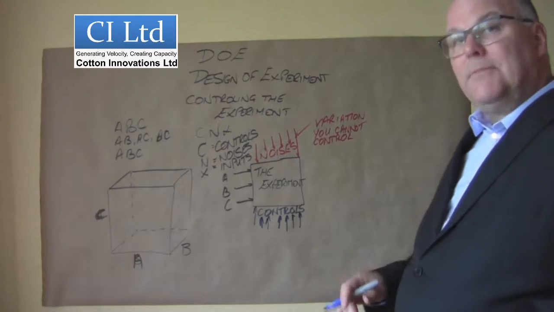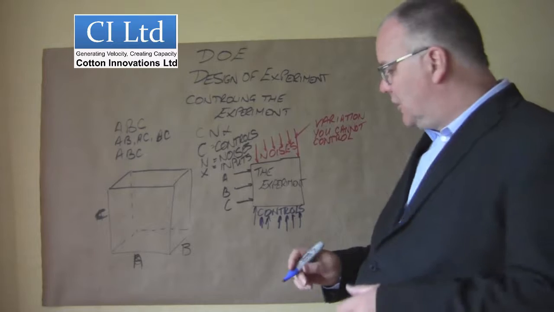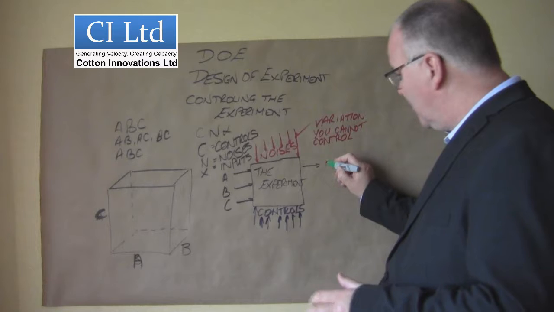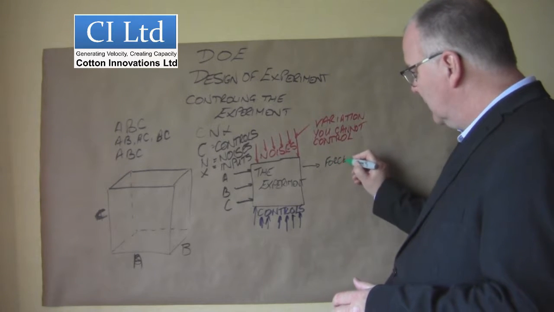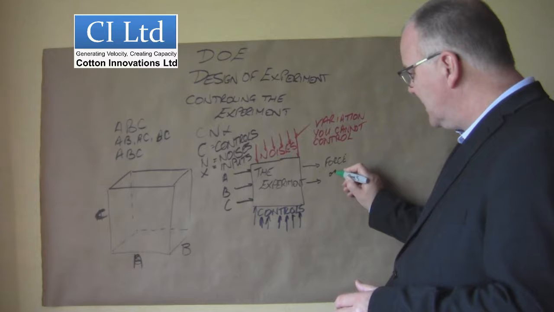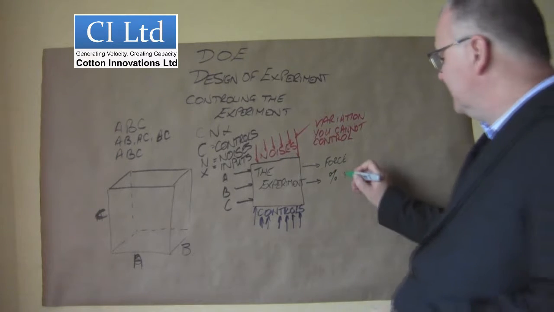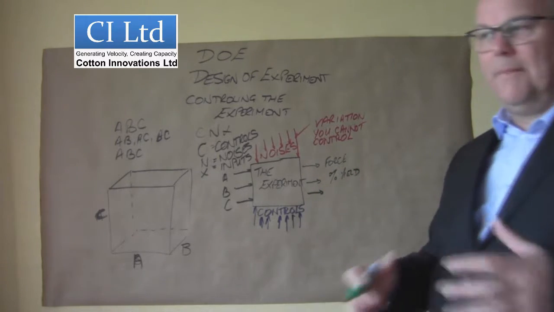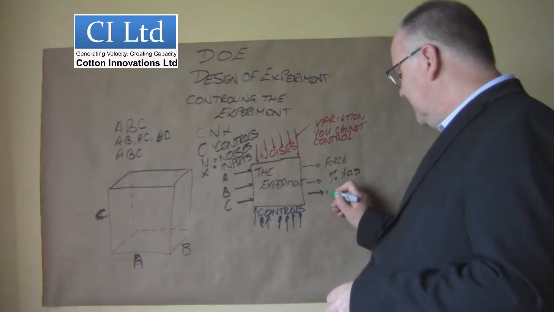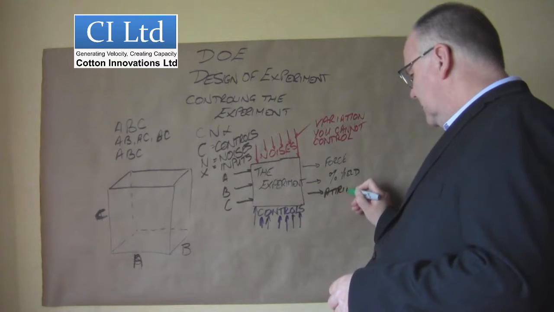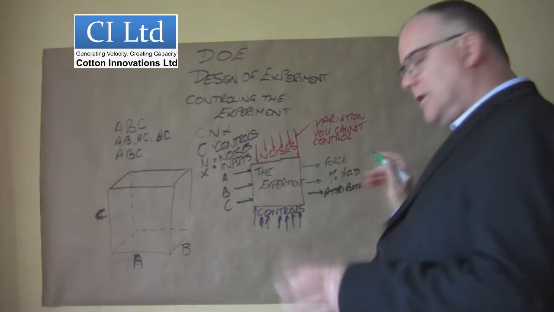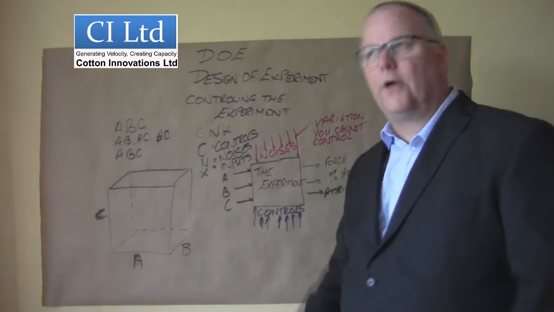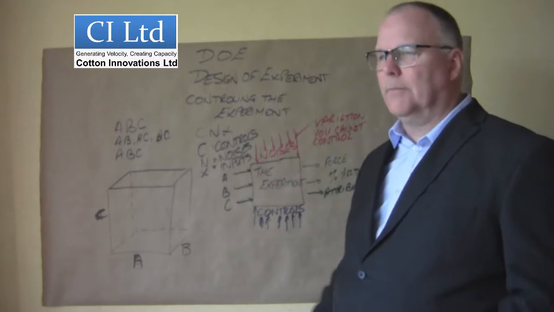The other thing I need to think about then is my output. What are the outputs that I'm going to generate from my experiment? So my output could be a force, it could be a quality, so a percentage, a yield, or it could be an attribute that I want to look at. Now this is a tricky one because I need to convert my attribute back to a number, because DoE cannot work with good, bad, right, wrong. You need to have numbers.